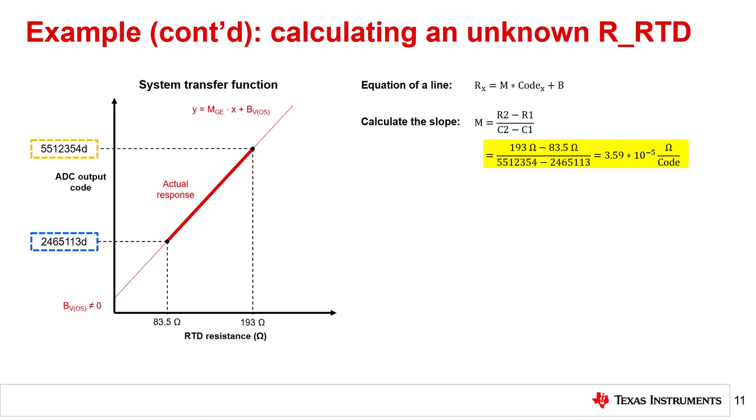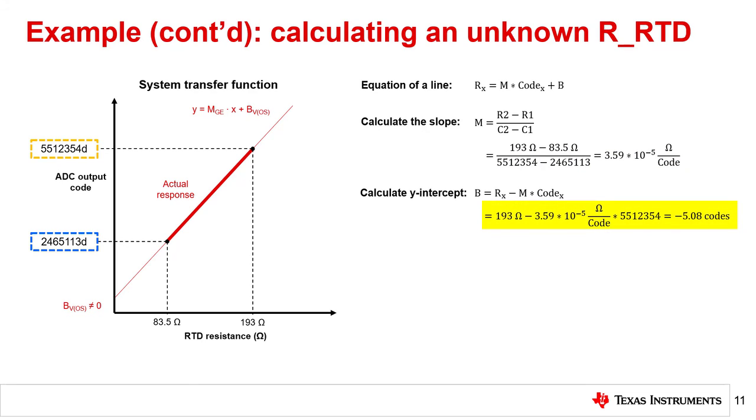Now, we can calculate the slope of the transfer function using the second equation on the right. Entering R1, R2, C1, and C2 into the equation yields a slope of 3.59 times 10 to the negative fifth ohms per code. With the slope calculated, determine the y-intercept by applying either resistance code pair to the equation for a line. R2 and C2 are used in this example, which results in a y-intercept of negative 5.08 codes.